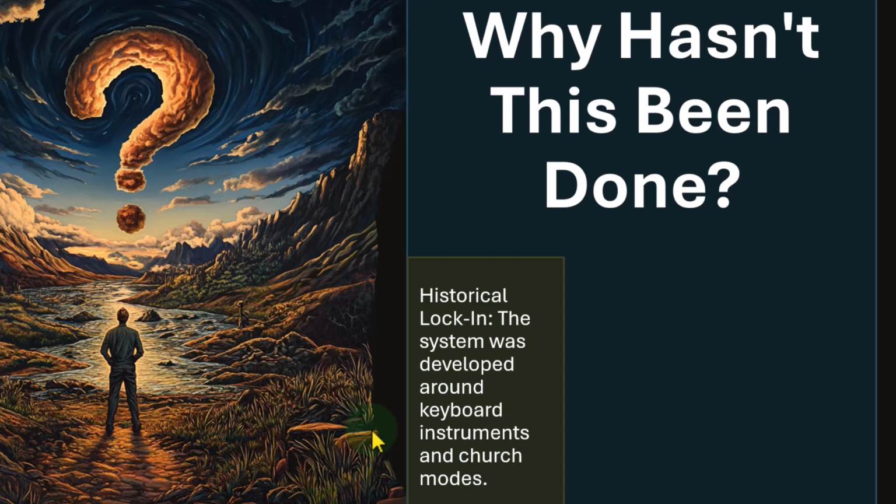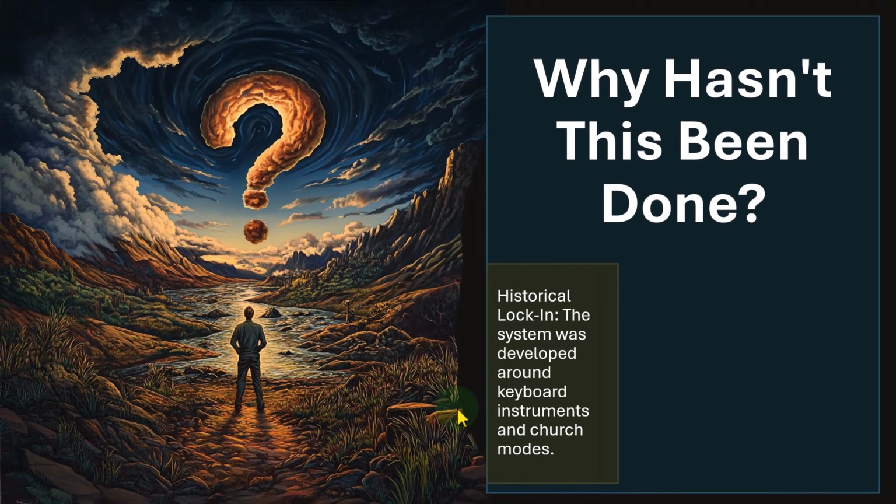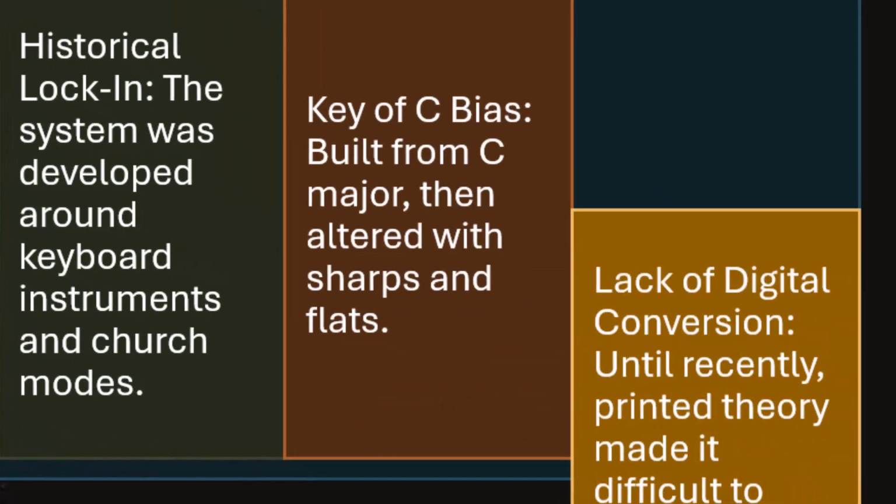Well, historical lock-in. The system was developed around the keyboard instrument and church modes. I'm not going to say, once again, that the keyboard shouldn't be holding us back, because I think people that learn on the keyboard have a great advantage in some ways, because the keyboard's a great instrument. But they also have a disadvantage, because the structure of the keyboard is going to force you to think the way the keyboard is structured, with the white keys, the key of C, somehow being more important, and the sharps and flats looking like they're less important. And so you have to kind of unlearn that from a theory standpoint, I would think.